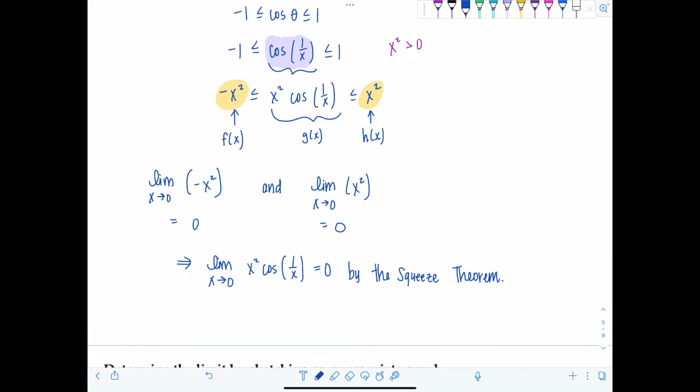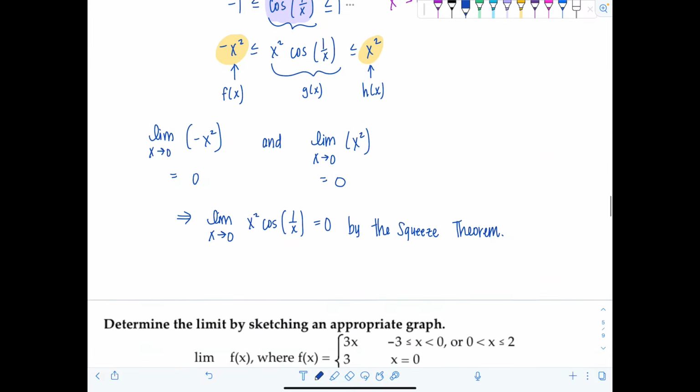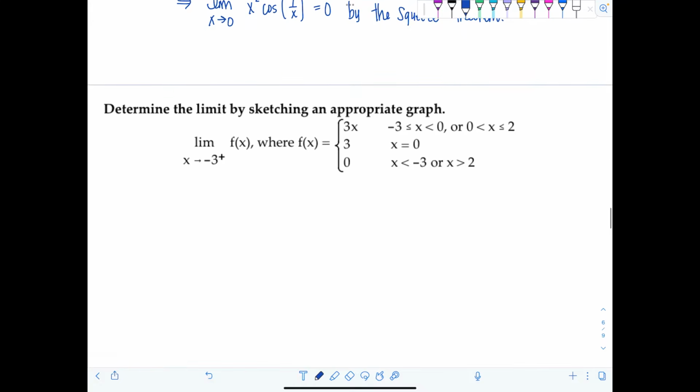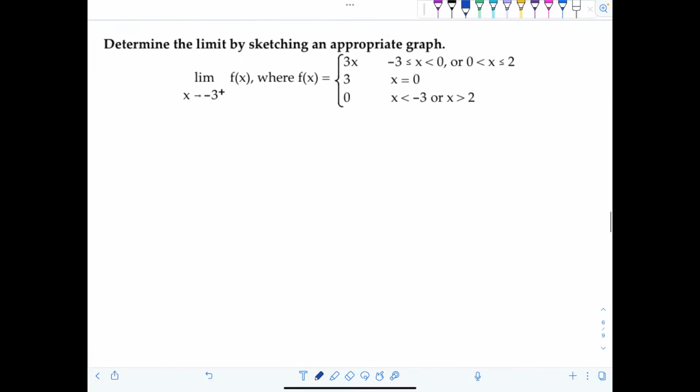All right. Good. Fabulous. Now, let's look at some more limit problems before we jump into continuity. Determine the limit by sketching an appropriate graph. So they're asking for the limit as x approaches -3 from the right of f of x, where f of x is defined as follows.